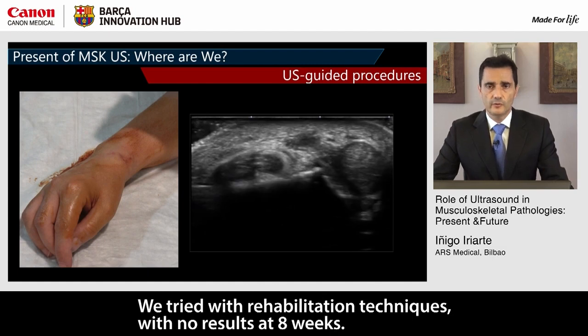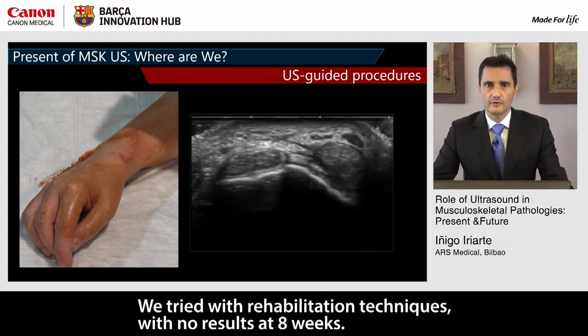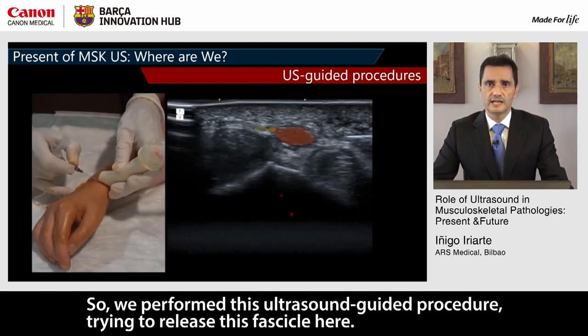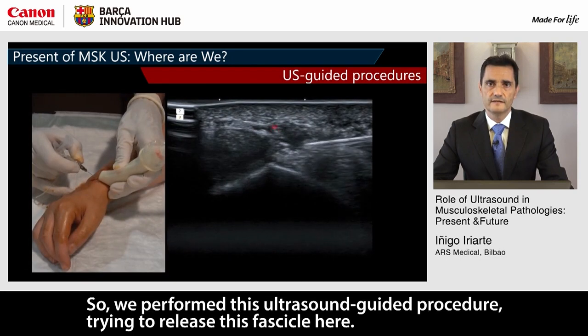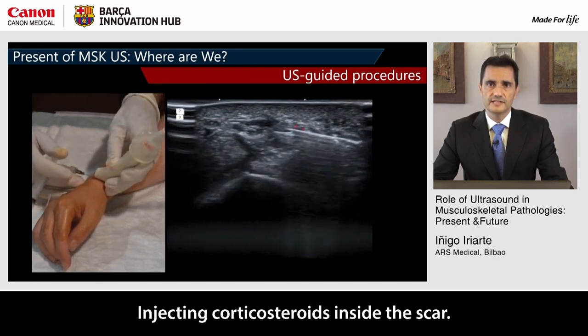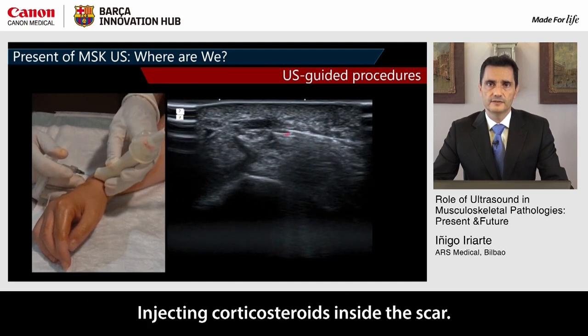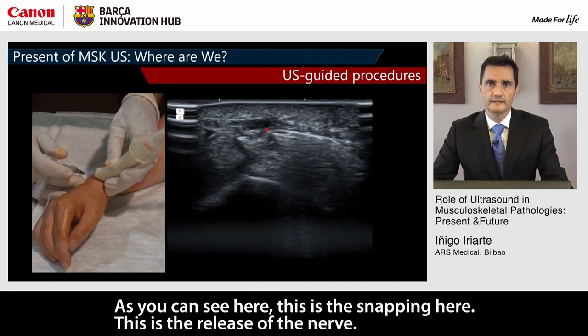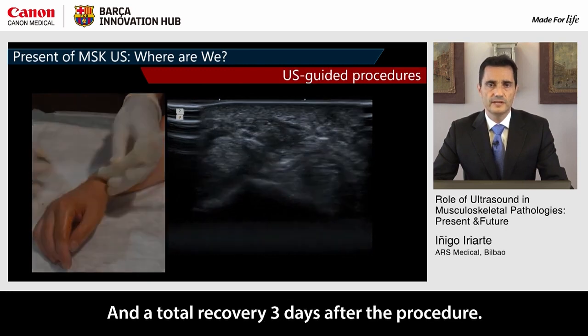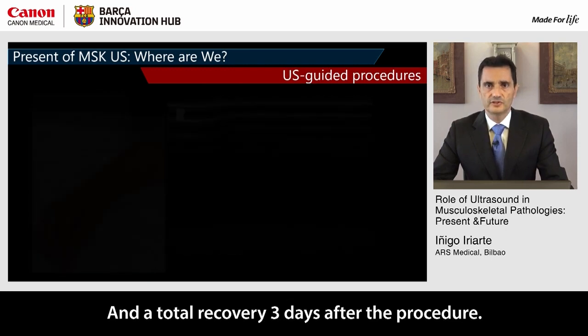The patient has burning pain in the radial territory, okay, in the skin. We tried with rehabilitation techniques with no results at 8 weeks. So we performed this ultrasound-guided procedure, trying to release this fascicle here, injecting corticosteroids inside the scar, and you can see here, puff, this is snapping, this is the release of the nerve, and a total recovery 3 days after the procedure.